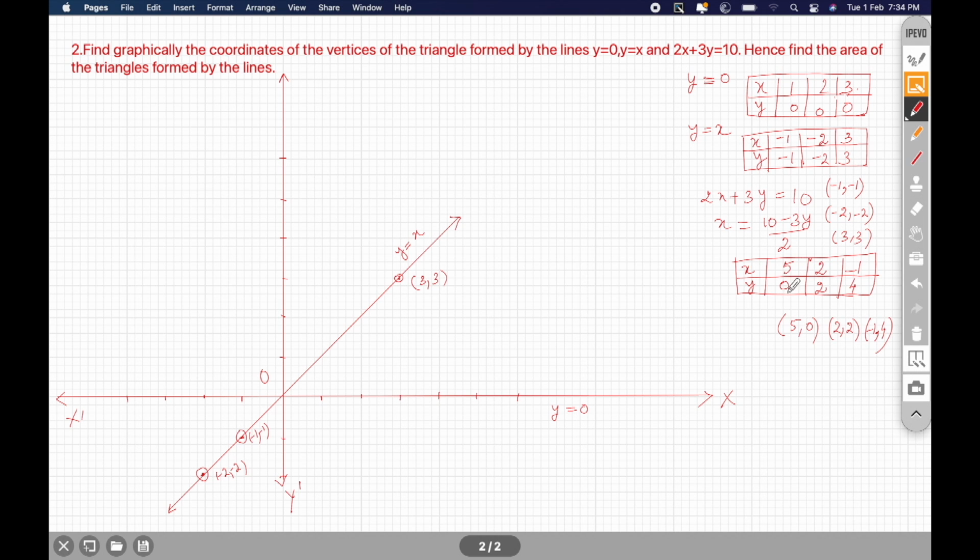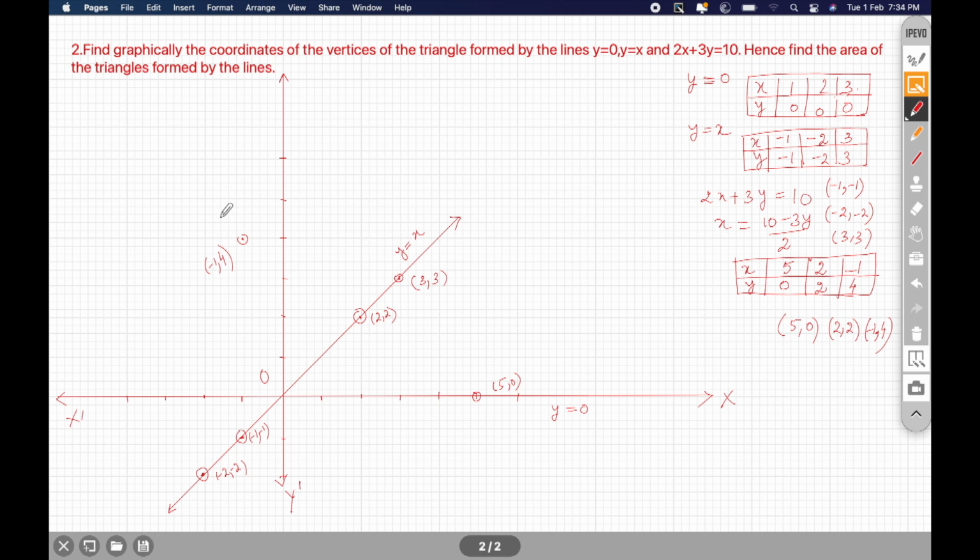Next, we need the third line, that is with coordinates 5, 0. So this is 2, 3, 4, 5, 0 is here. Next we have 2, 2. So this is 2 and this is 2. 2 comma 2 is here, right? Next we have minus 1 comma 4. So this is minus 1 and we have 4 units here. So this is minus 1 comma 4.